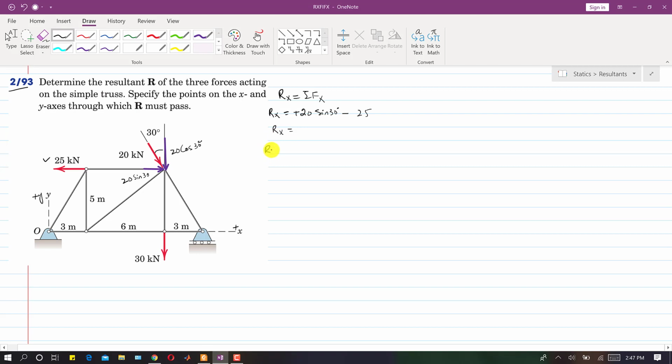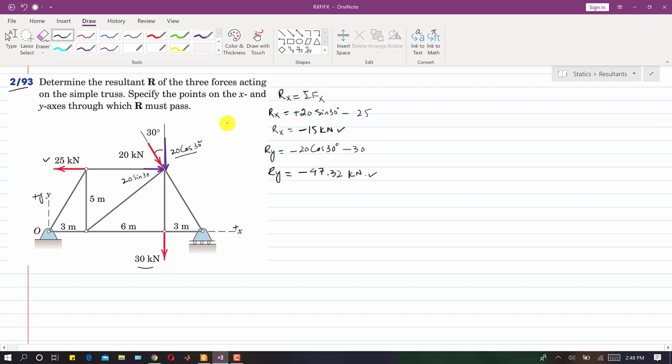Similarly we will find Ry. Ry will be equal to, both this component along y and this force are in the negative y direction, so I will write minus 20 cos of 30 degrees minus 30 kilonewton, right? This will give us Ry. If I solve this, Rx comes out to be minus 15 kilonewton and Ry comes out to be minus 47.32.